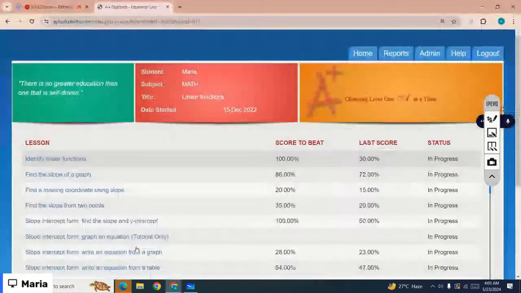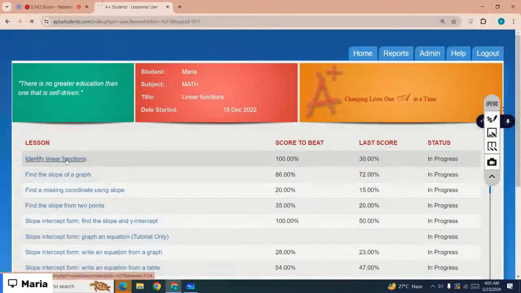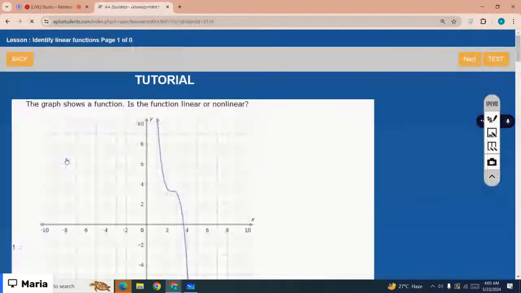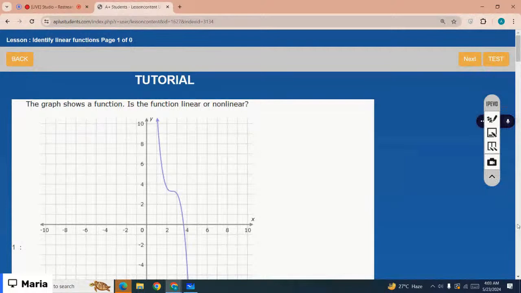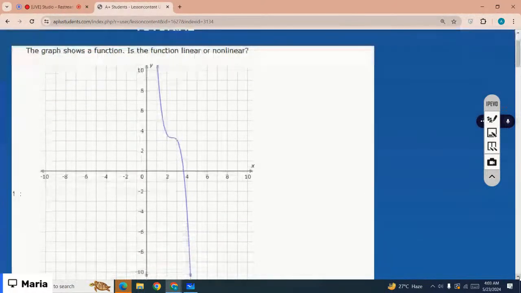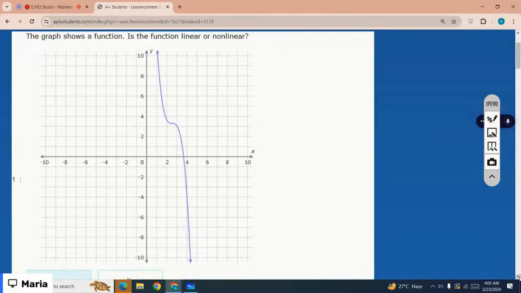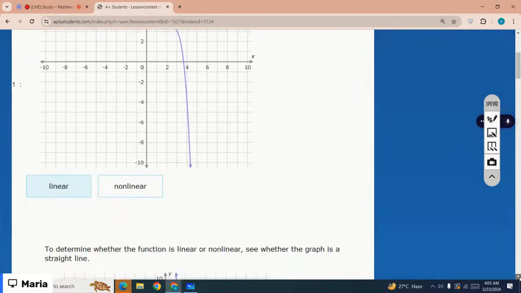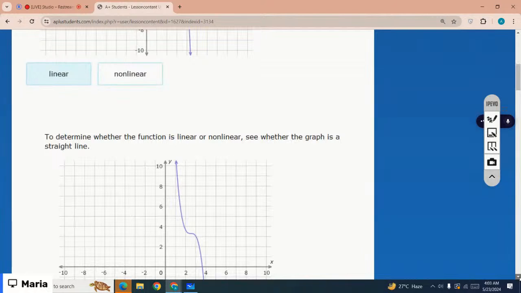In grade 9 math, the chapter we are on right now is linear functions. Let's start with the first lesson, identify linear functions. The graph shows a function. Is the function linear or non-linear? When we are given a graph, how do we identify if it is linear or non-linear?